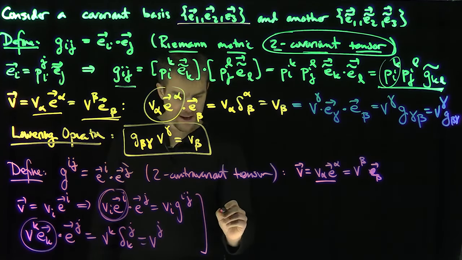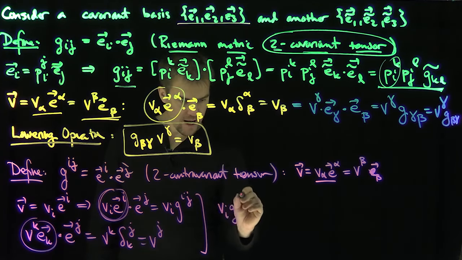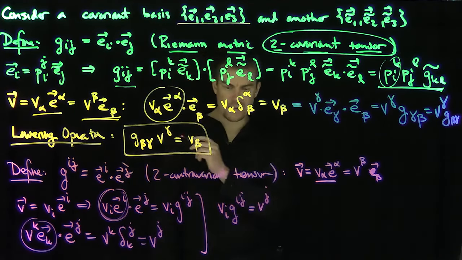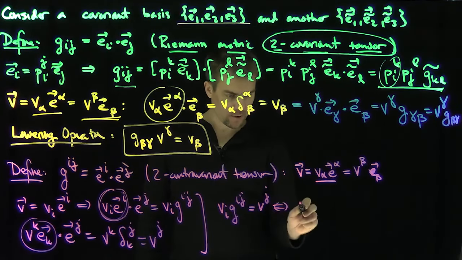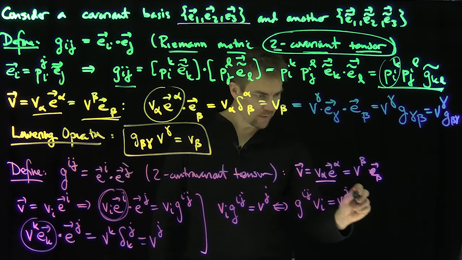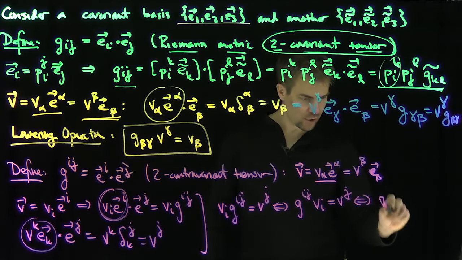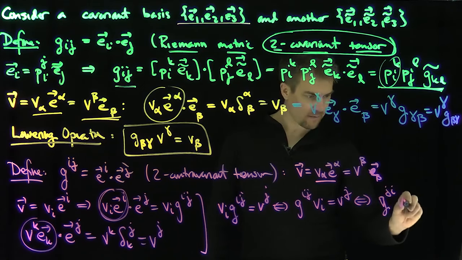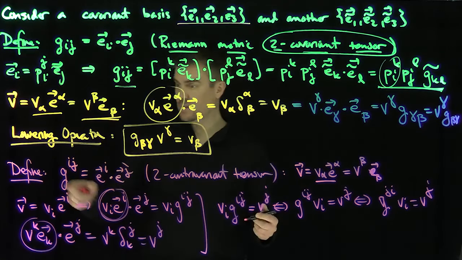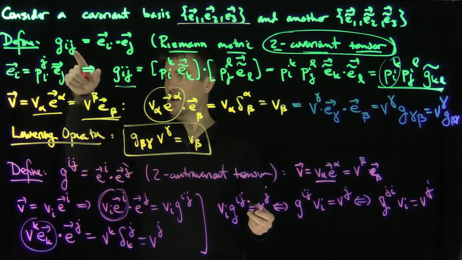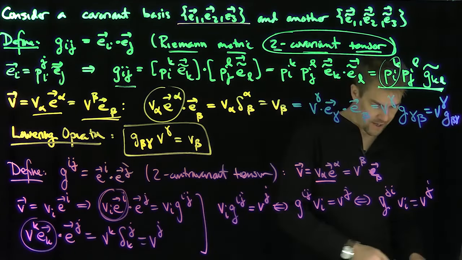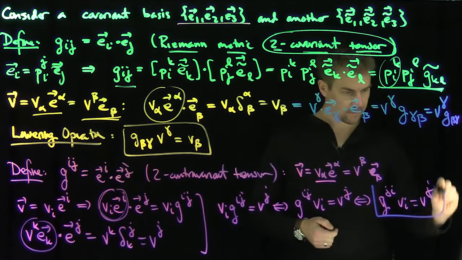We can conclude that V_i and then G^ij is equal to V^j upper. I haven't raised the index over here, but it is equivalent to putting the G first, so G^ij and then V_i lower is the same thing as V^j upper, and this is the same as G^ji and then V_i, because this matrix is symmetric. It is also an immediate consequence that G^ij upper and G_ij lower are inverse matrices of each other. And so this operation is called raising the index.